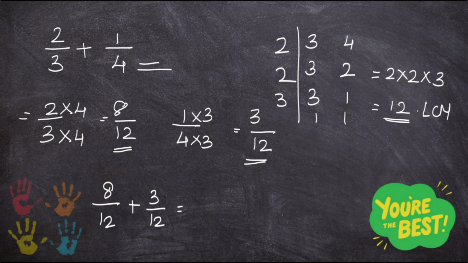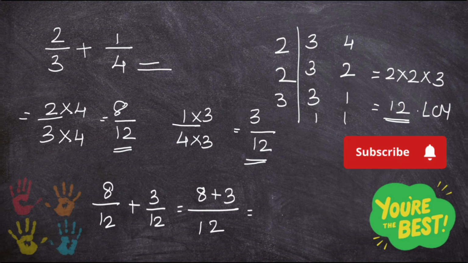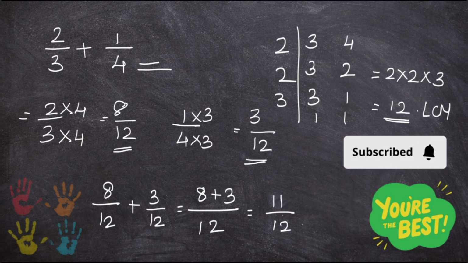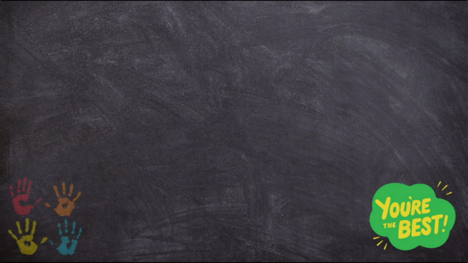What you observe, the denominators are same. So I am going to add the numerators directly. So 8 plus 3 gives me 11 upon 12. So this is the answer of this addition, that is 2 upon 3 plus 1 upon 4 will give the answer as 11 upon 12. Let's take one more sum. 5 upon 12 plus 3 upon 10.